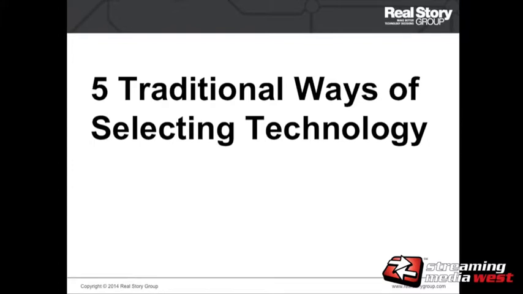So let's start out by saying, okay, this all seems obvious. Why are we doing this? What is causing these mistakes to be made within organizations? Well, we put it down into five different buckets of the way that enterprises traditionally go about selecting technology.